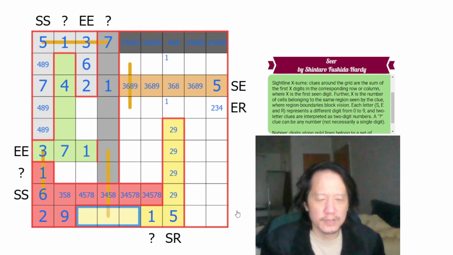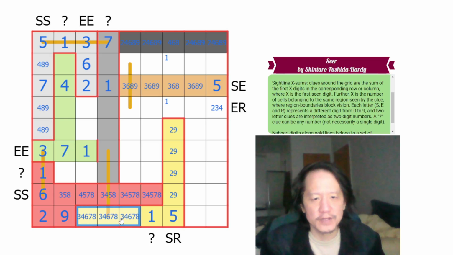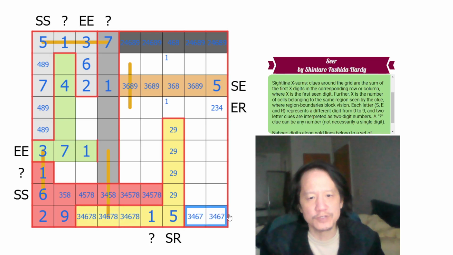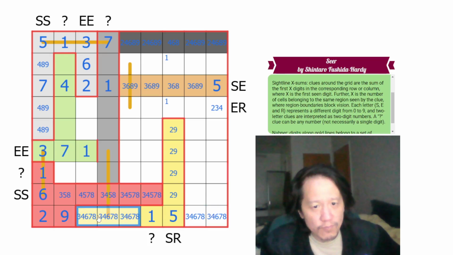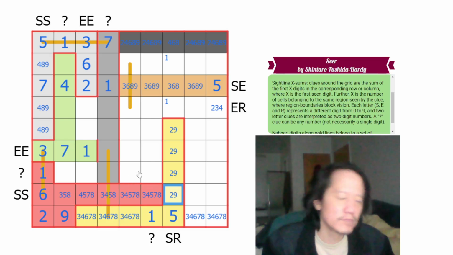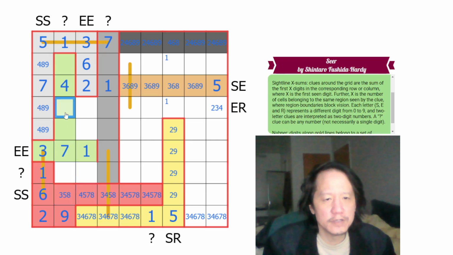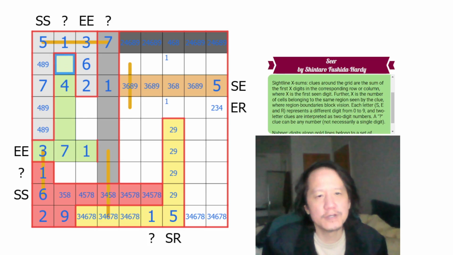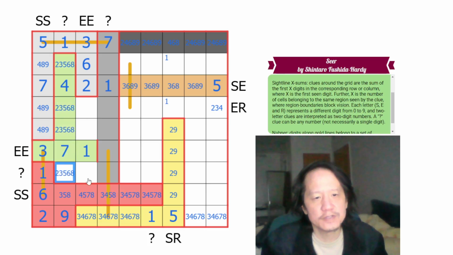This has to be what? We have 3, 4, 6, 7, 8. This is 3, 4, 6, 7, 8 also. What are the remaining cells here? It's 2, 3, 5, 6, 8.